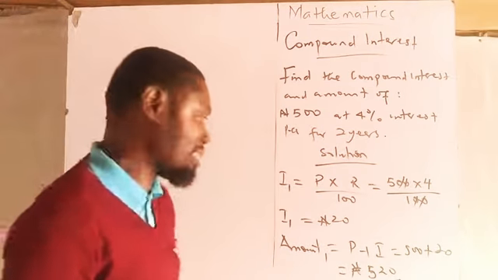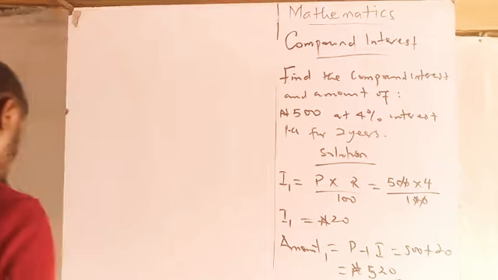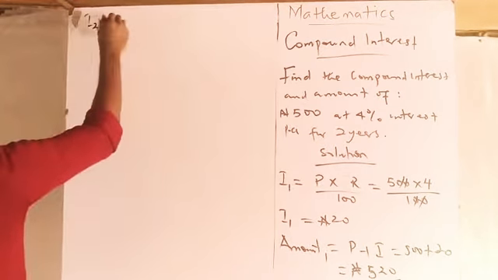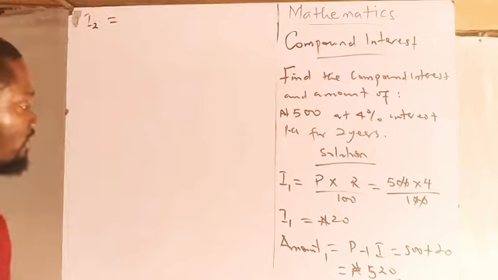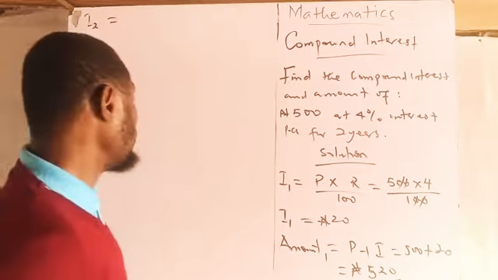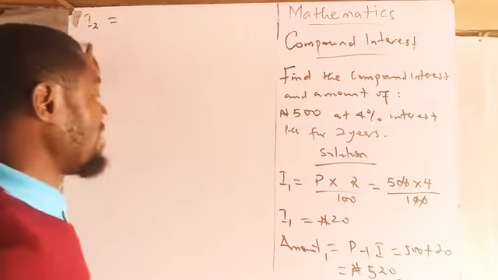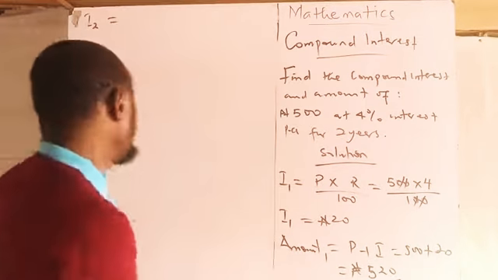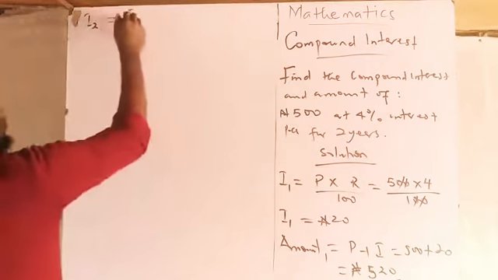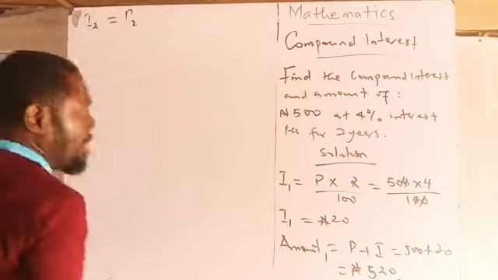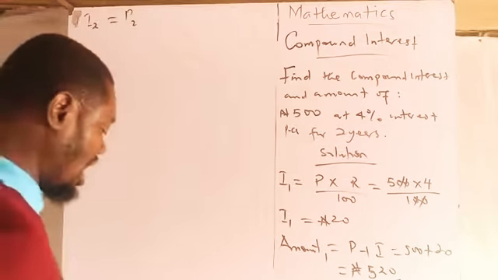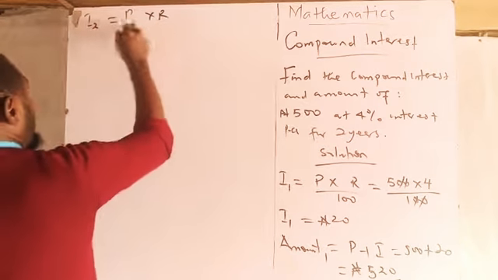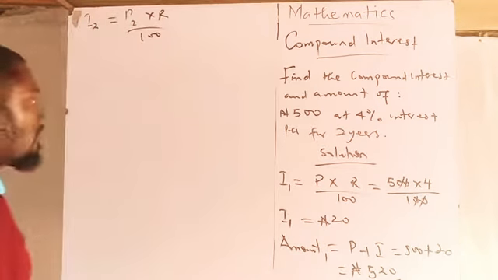It is 2 years they mentioned. So we're going to the second year now, so we're going to the second interest. This time around, note, in the second year, your amount becomes your principal 2. Note that. Your amount becomes your principal 2, while the rate remains the way it is.